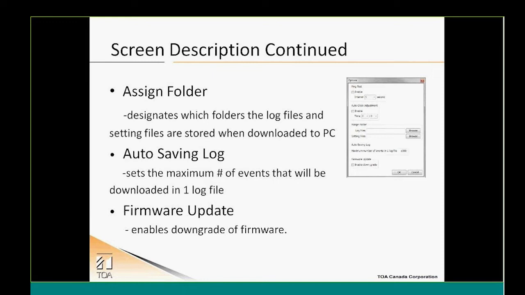Next is the Assign Folder option. This designates which folders of log files and setting files are stored when downloaded to a PC. Both the operation and stream logs are stored in the log files. The auto-saving log sets the maximum number of events that will be downloaded in one log file. Firmware update enables a downgrade of firmware.